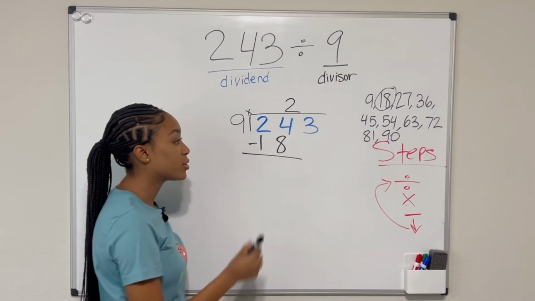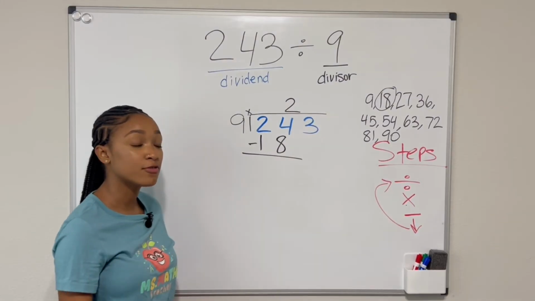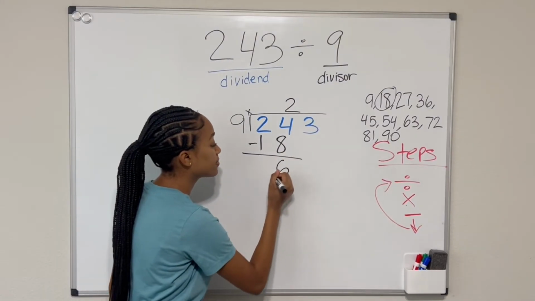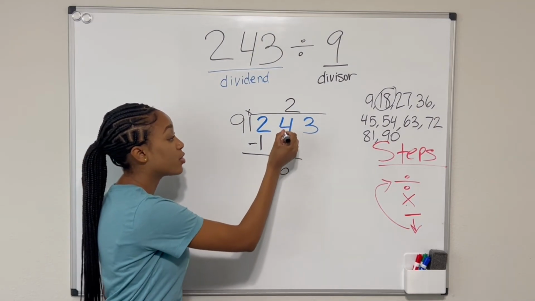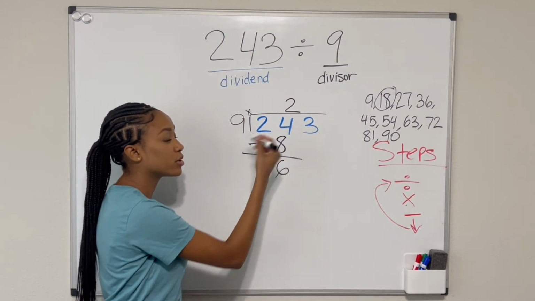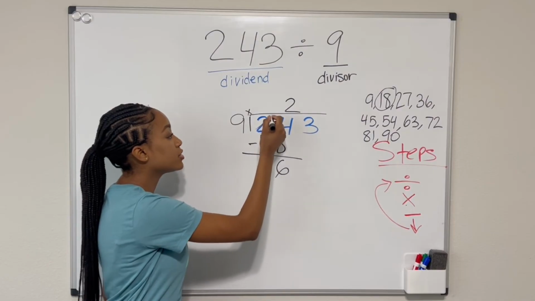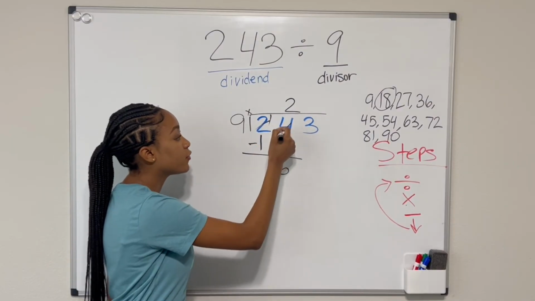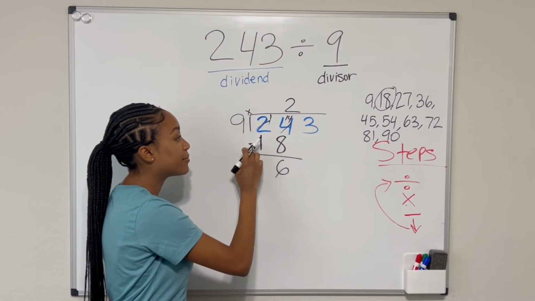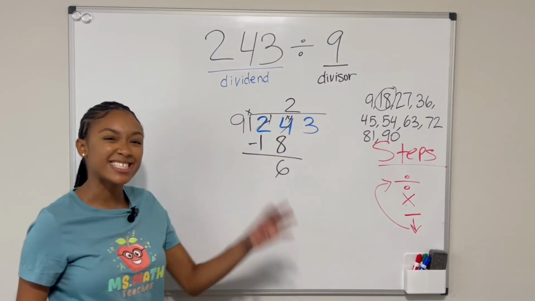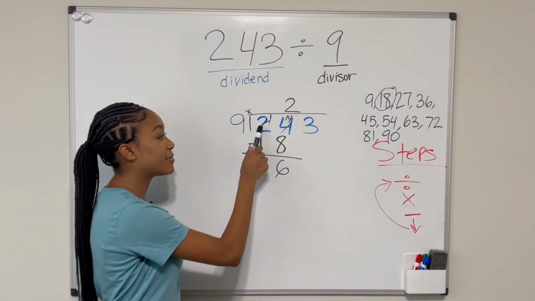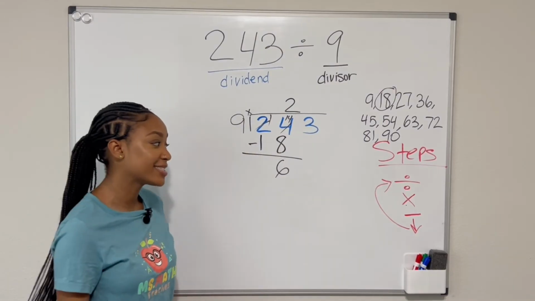24 minus 18. I know that 24 minus 18 is 6. If you didn't know that, that's okay. We know that 4 minus 8, we can't do that. So we're going to cross out the 2. That's going to become a 1. The 4 becomes 14. 14 minus 8 is 6, okay? And 1 minus 1 is 0. So 24 minus 18 is 6.